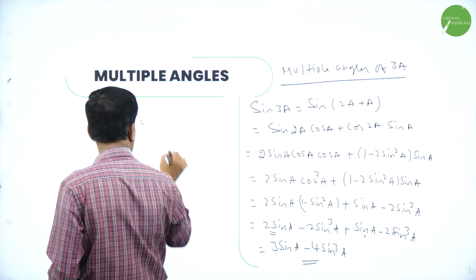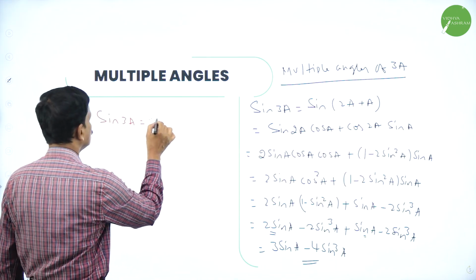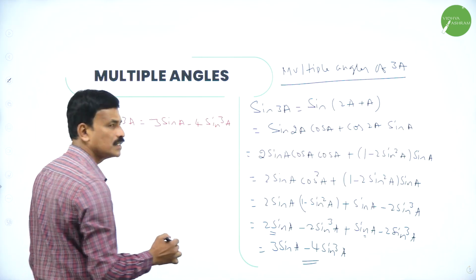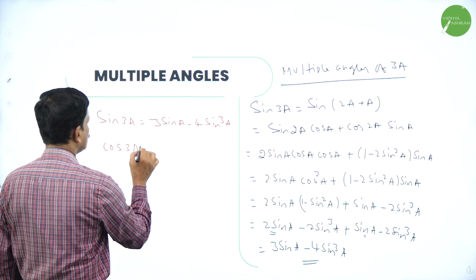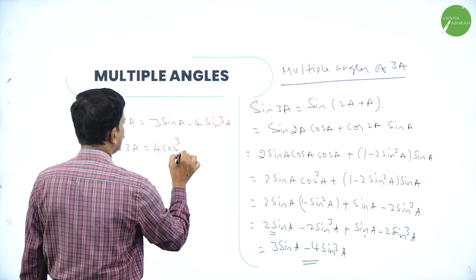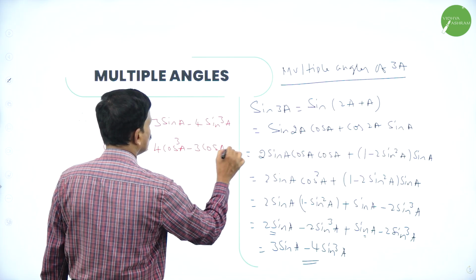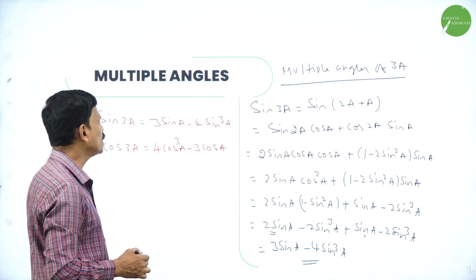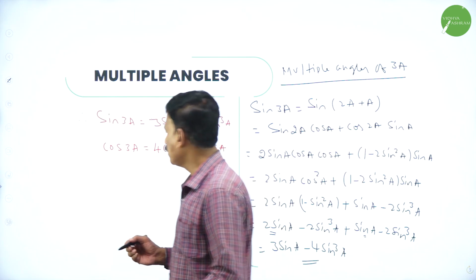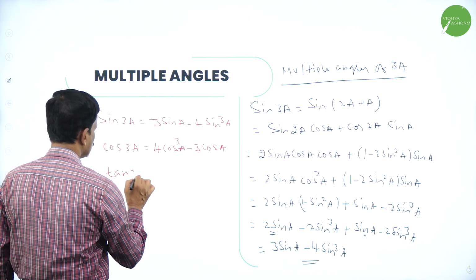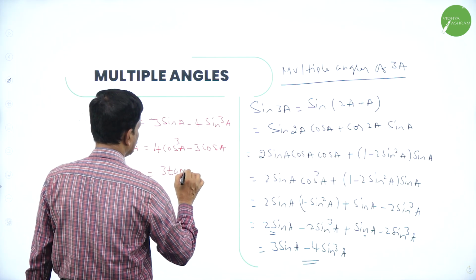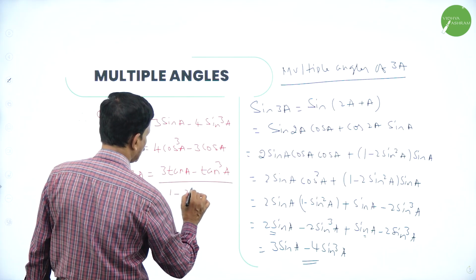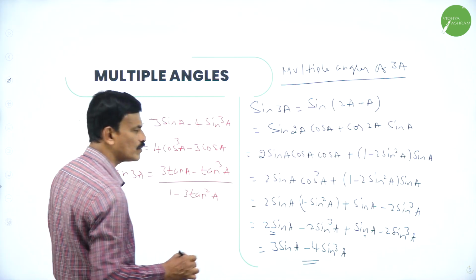So therefore, sin 3A is equal to, what is the formula? Sin 3A is equal to 3 sin A minus 4 sin cube A. Similarly, cos 3A is equal to 4 cos cube A minus 3 cos A. Right. Now, similarly, tan 3A is equal to 3 tan A minus tan cube A divided by 1 minus 3 tan square A. This is the formula for tan 3A.